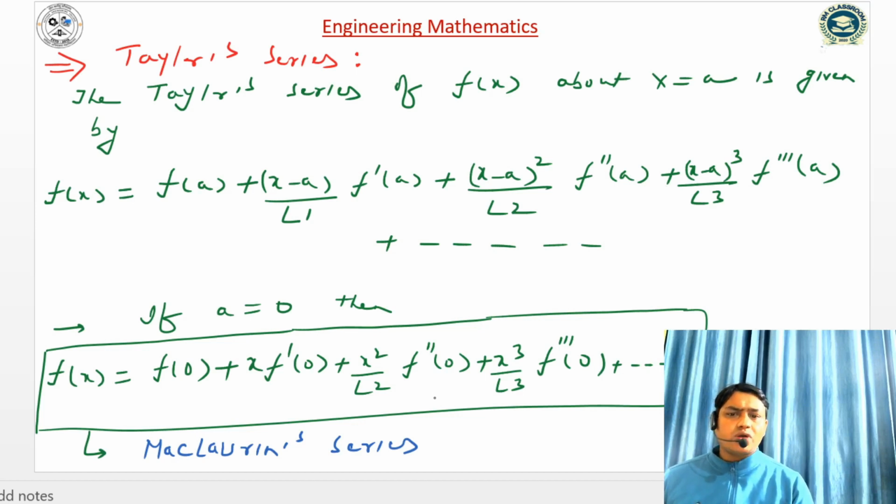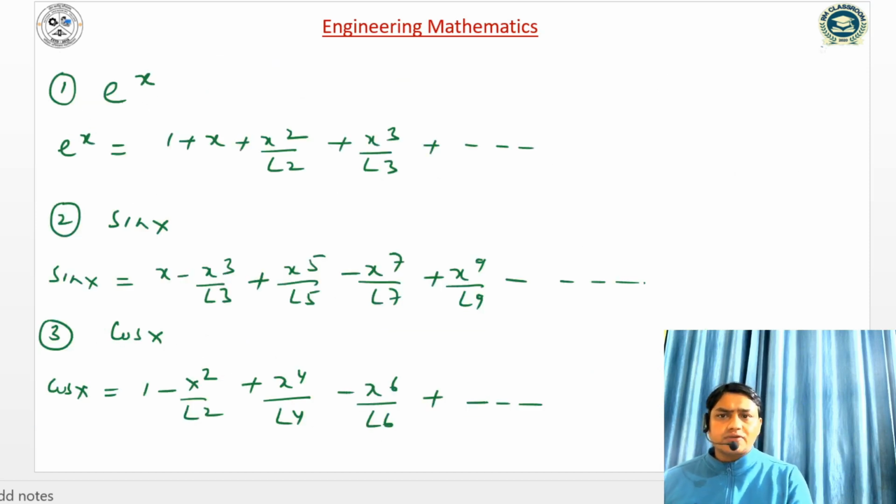And this is called the Maclaurin series. With the help of this method, we can expand any type of function. Let us assume the first function, e to the power x. The expansion of e to the power x is 1 plus x plus x square by factorial 2 plus x cube by factorial 3 plus so on and so forth.